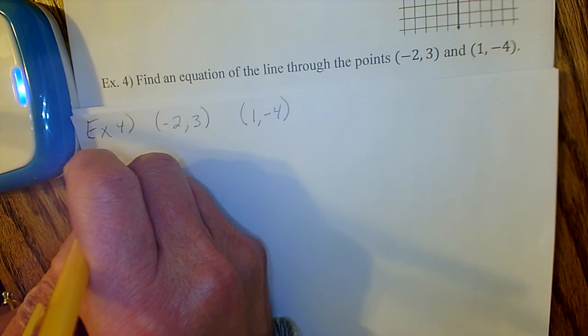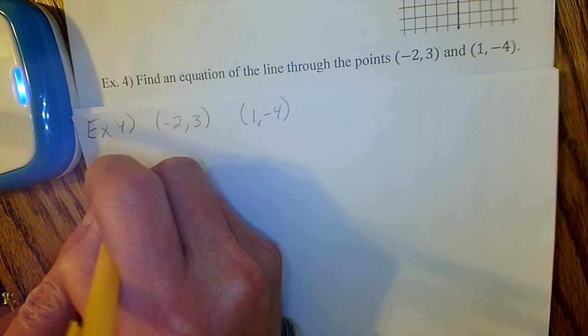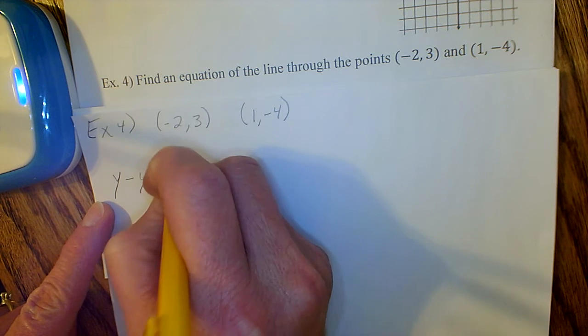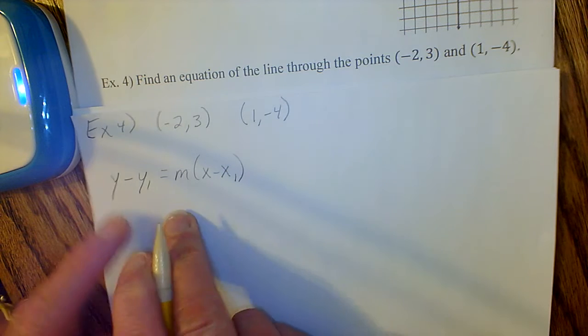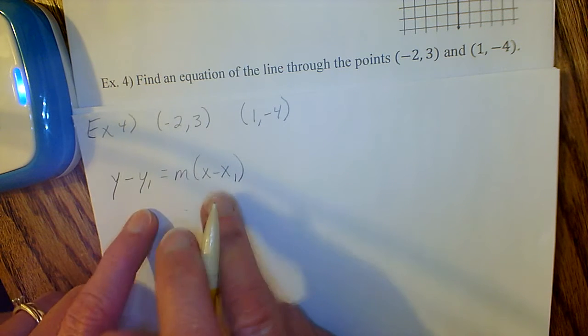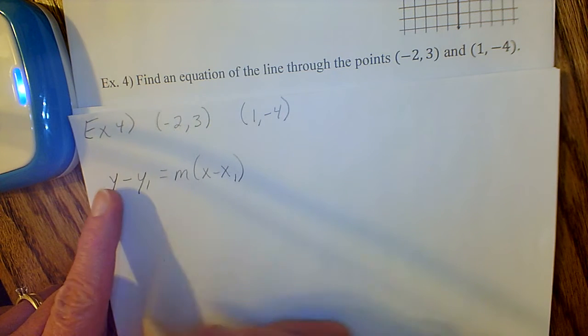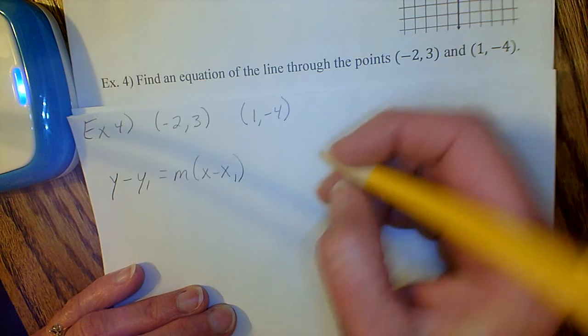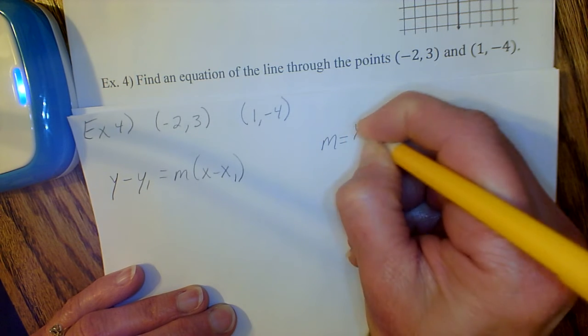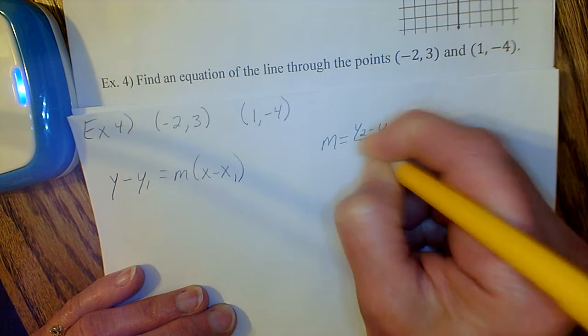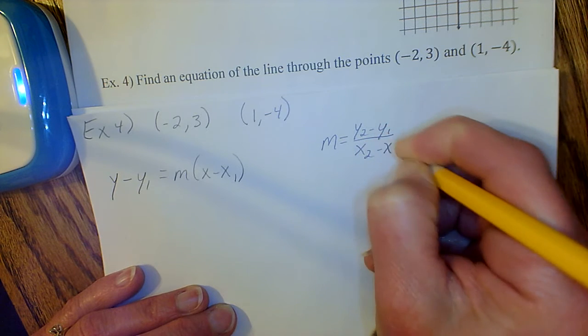Our point-slope form of the equation of a line says y minus y1 is equal to m times x minus x1. Well, we need the slope, and we don't have that. We do have 2 points, but we don't have the slope. We can use 2 points to find the slope by using our slope equation. m is equal to y2 minus y1 over x2 minus x1.